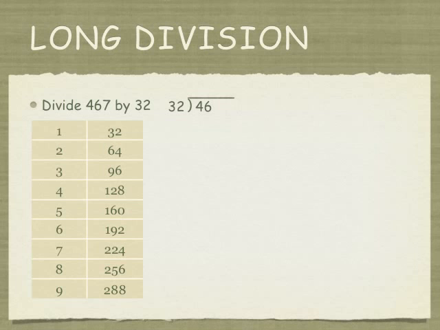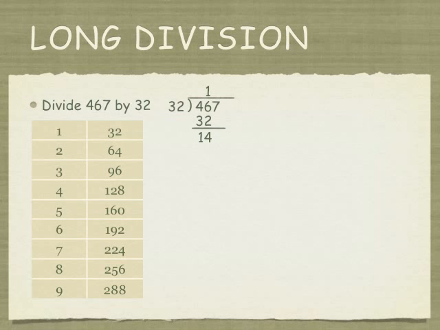I actually do this as I'm trying to figure out the problem one step at a time, and I'll try to explain that. So here, I'm going to see how many times 32 will go into just the first two digits, 46. And looking at my chart, I can see that 64 won't go into 46, but 32 will. And 32 goes into 46 once. So I put the 1 on top of the line and the 32 below, and I subtract the 32 now from the 46. That'll leave me 14.